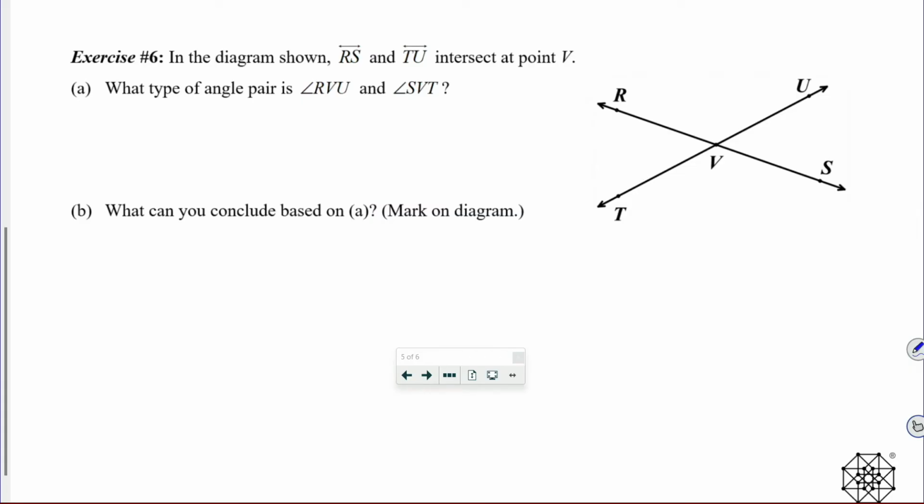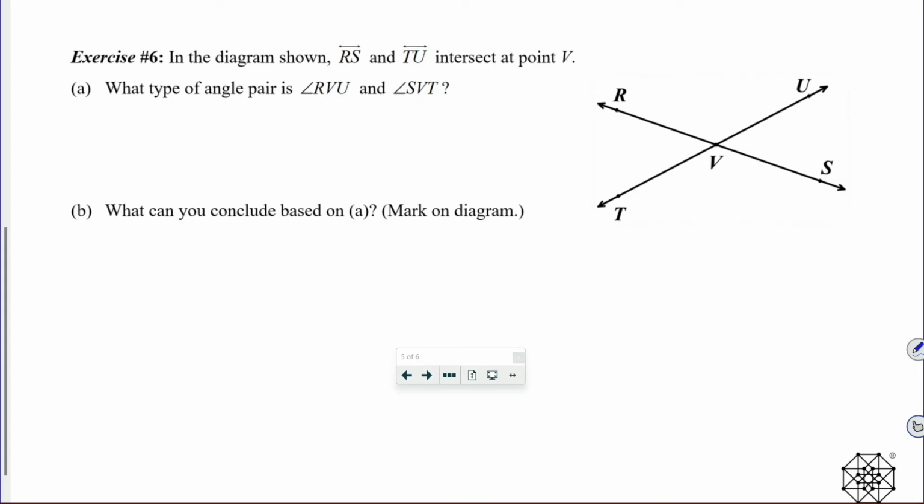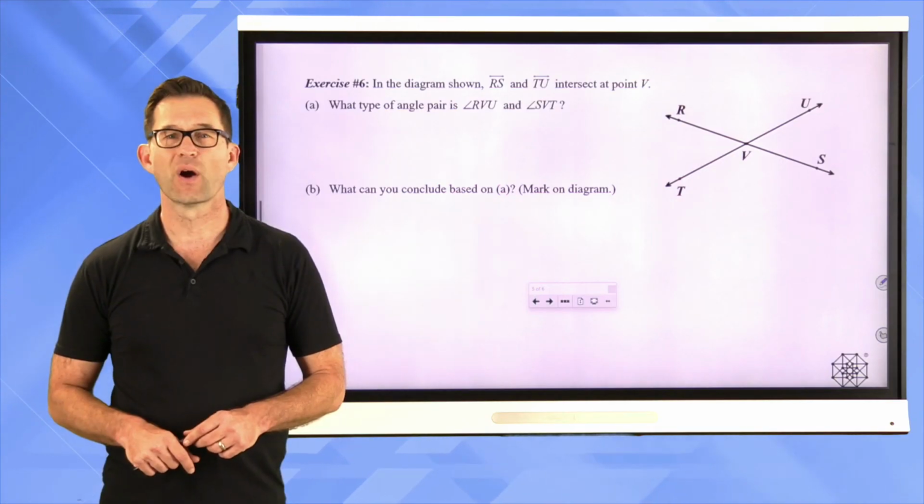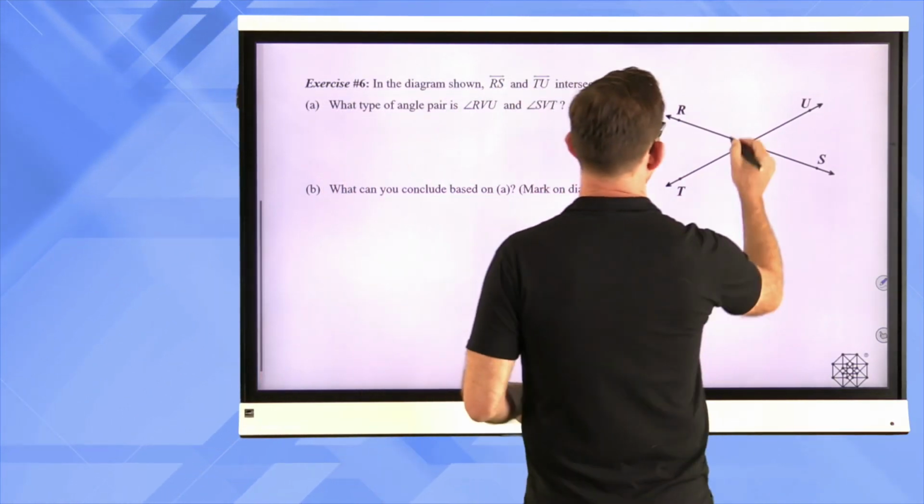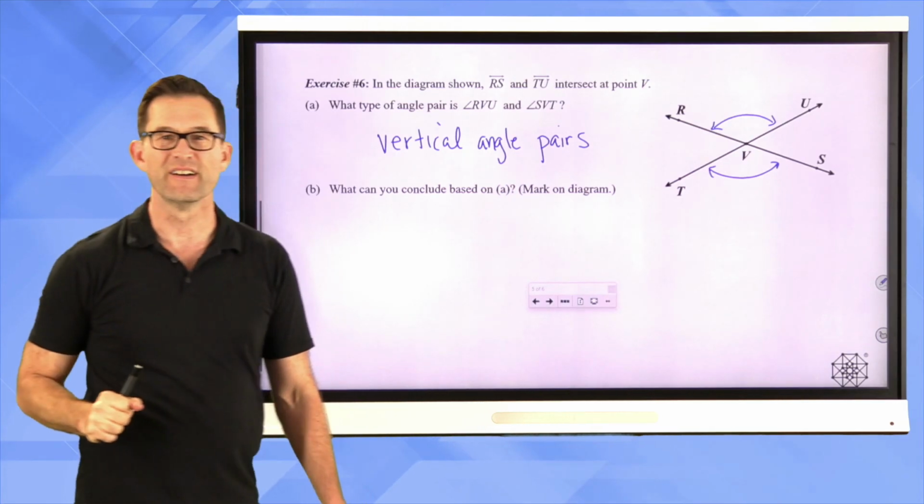Exercise number 6. In the diagram shown, line RS and line TU intersect at point V. What type of angle pair, in letter A, is angle RVU and angle SVT? Go ahead and write something down. All right, well, let's locate those two angles on our diagram. RVU is this angle, SVT is this angle, and that is one of those great vertical angle pairs. It's a vertical angle pair, right?